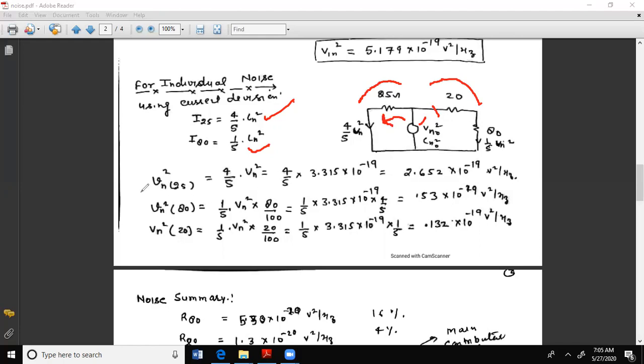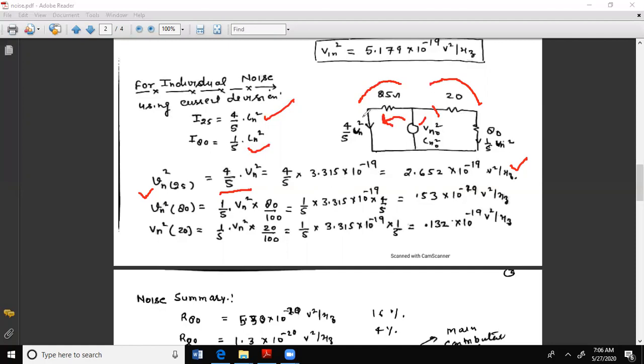So the total noise due to the 25 ohm resistance, Vn square 25 representing the noise due to the 25 ohm resistance, is equivalent to four-fifths of the total noise. So the noise contribution due to the 25 ohm resistance is equivalent to 2.652 times 10 to the power minus 19. Although the value of the 25 ohm resistance is less than the 80 ohm resistance, the contribution of this resistance is more compared to the 80 ohm resistance.